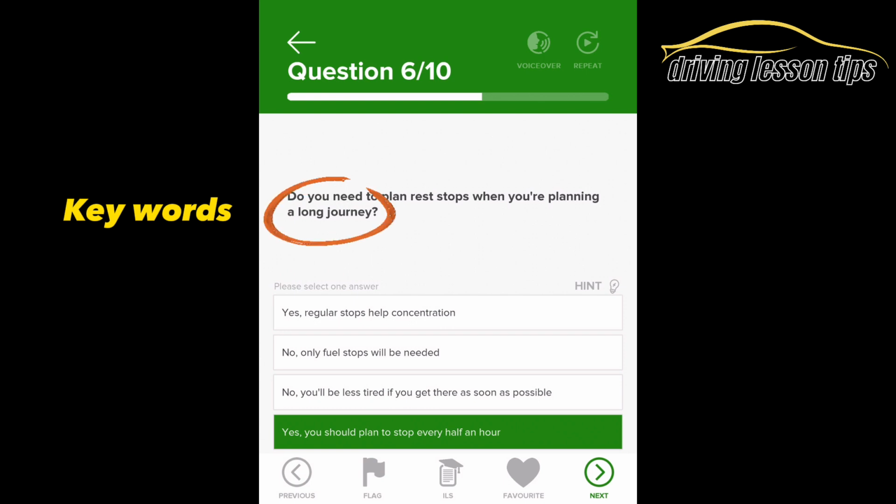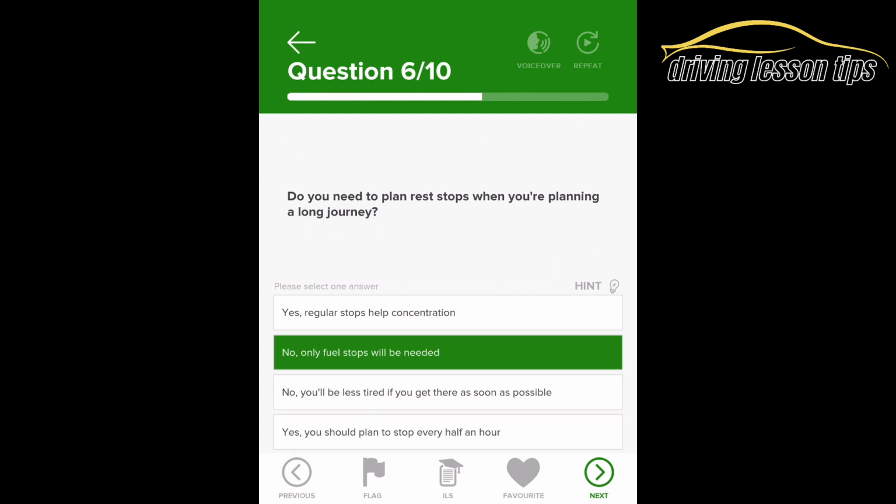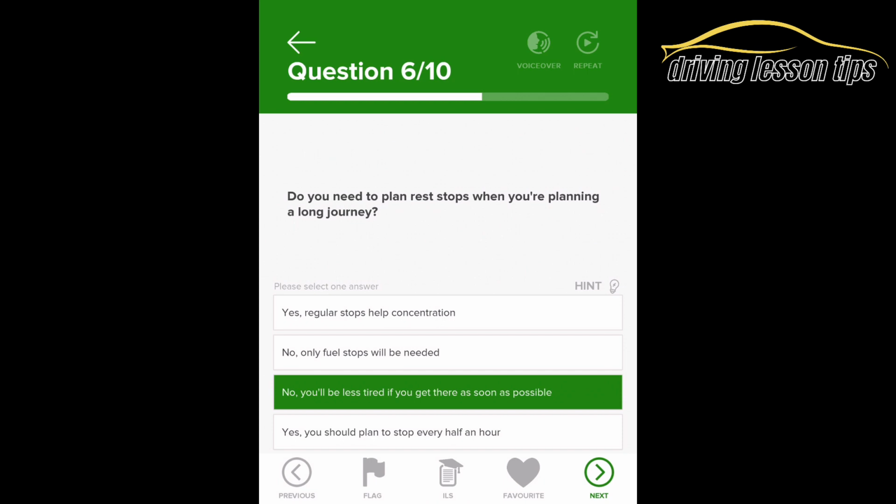So you've got a long journey. Long journeys on the motorways are actually quite tiring. Let's look at B. No, only fuel stops will be needed. You're going to be quite tired if you're only going to stop for fuel. And you might not need to fuel for several hours. So B is not a good option. C is no, you'll be less tired if you get there as soon as possible. That means you're probably going to do some speeding, not safe.